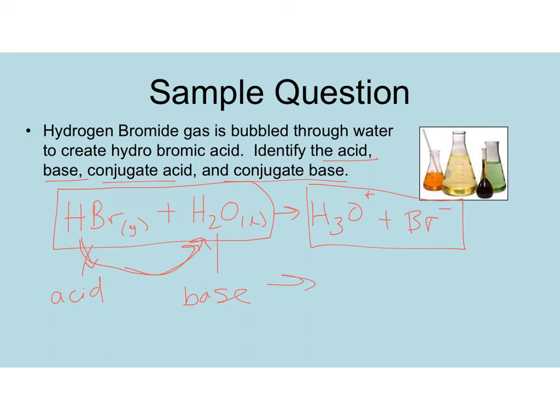Now going across here, the conjugate base is going to be whatever is left over after the acid. So HBr, this was the acid, it lost its hydrogen, and whatever's left over, which is the Br-, is now going to be the conjugate base. And the base that picked up that H+ now becomes the conjugate acid.